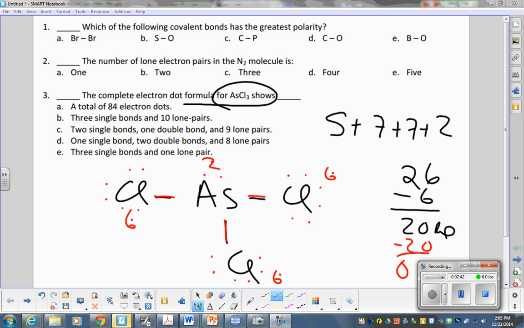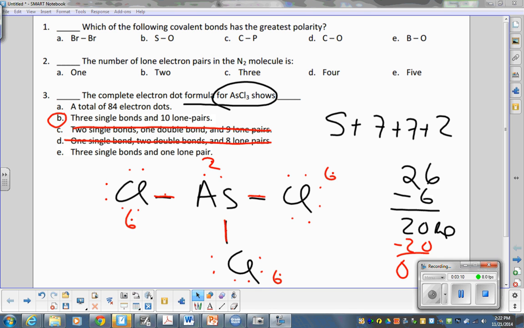And then the question's asking me, what does the formula show? Well, it's not 1 single, 2 doubles. You can get rid of that. 2 singles and a double, I get rid of that choice. 3 singles and 10 lone pairs of electrons. That looks like that might be it: 1, 2, 3. And then 1, 2, 3, 4, 5, 6, 7, 8, 9, 10. Bingo. We have a winner chicken dinner.